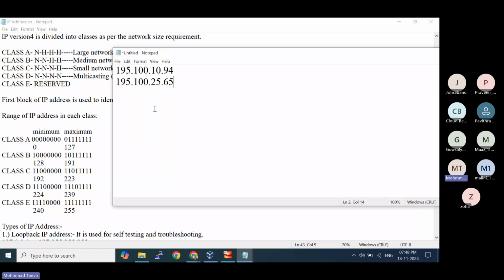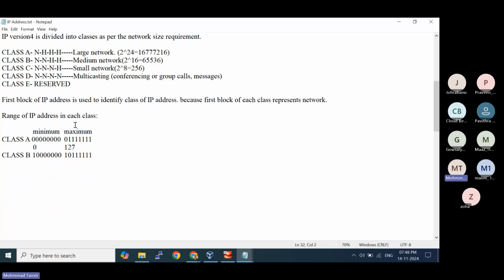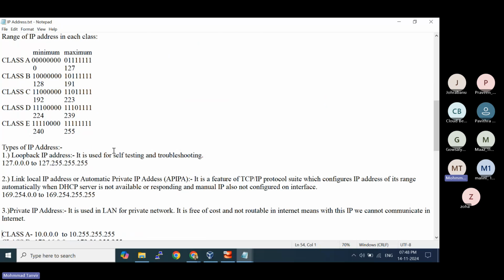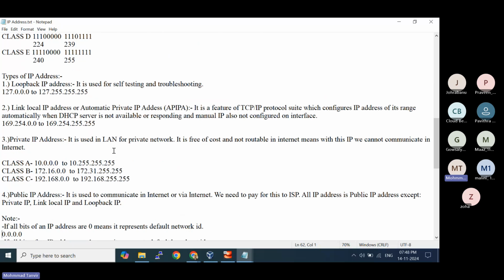So always, whenever we see any IP address, keep in mind, first we will see which class it belongs to, and then immediately we'll find out how many blocks are network, and the network value should be the same. So these values and everything we have to memorize.